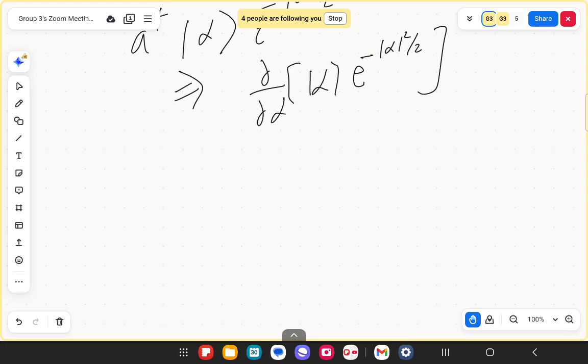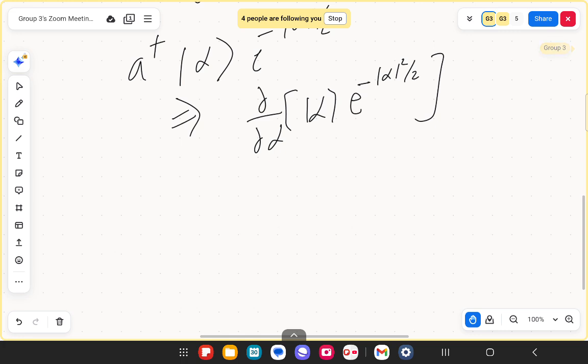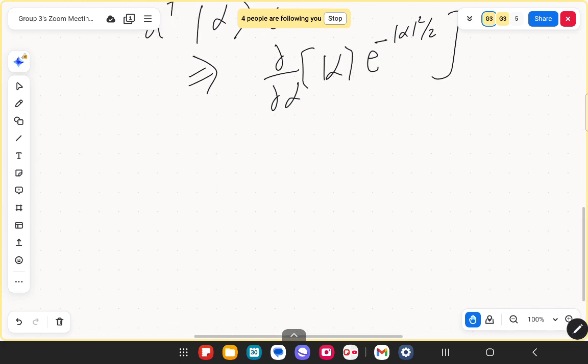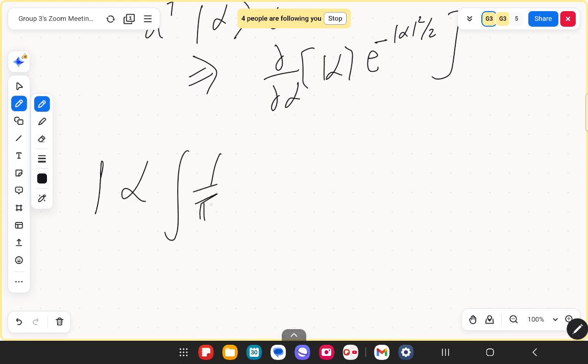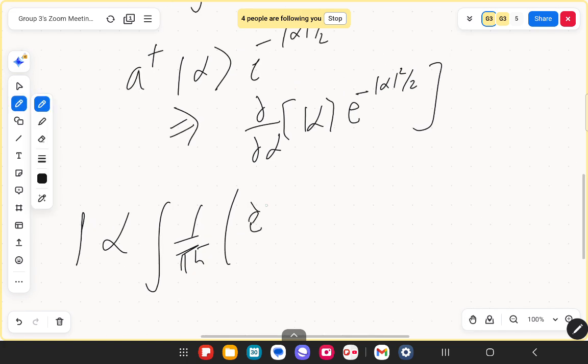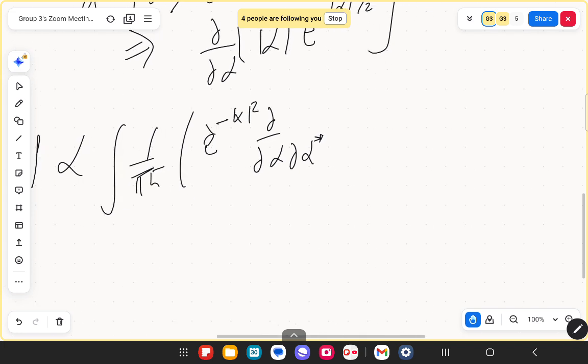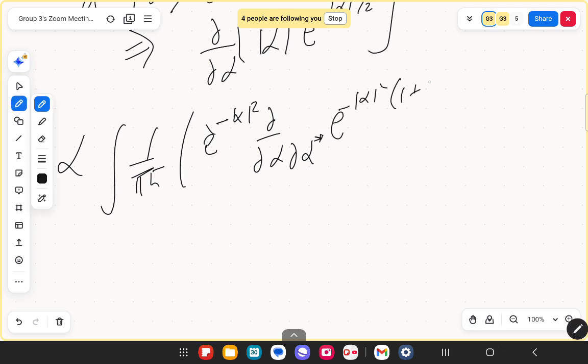So after substituting the action of the creation operator on the coherent state, I'll obtain ρ proportional to the integral of 1/(π n̄), where n̄ is the mean number, and e^(-|α|²) ∂/∂α*. The α* is there because there is a bra state also for the coherent state. This is why we are getting this α*, and e^(-|α|²(1 + 1/n̄)), and now the outer product of |α⟩⟨α| multiplied by d²α.